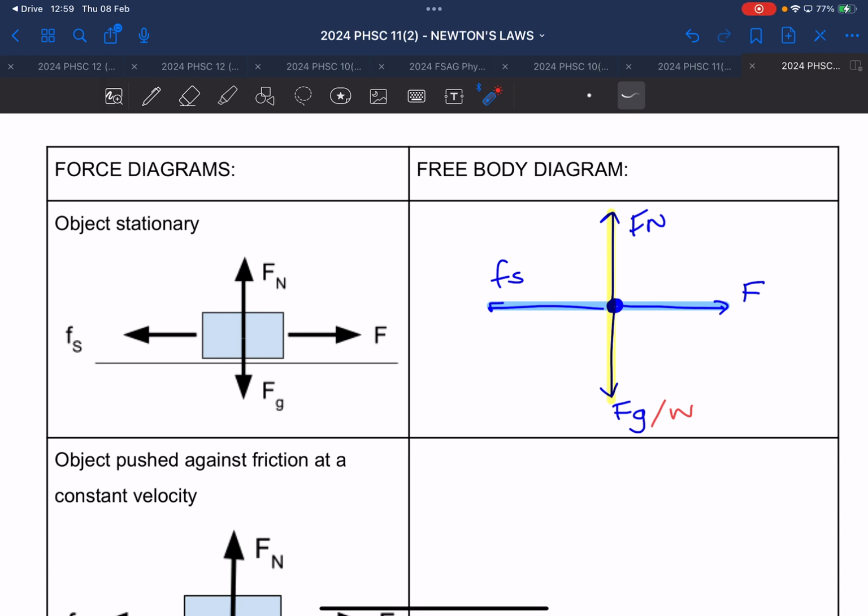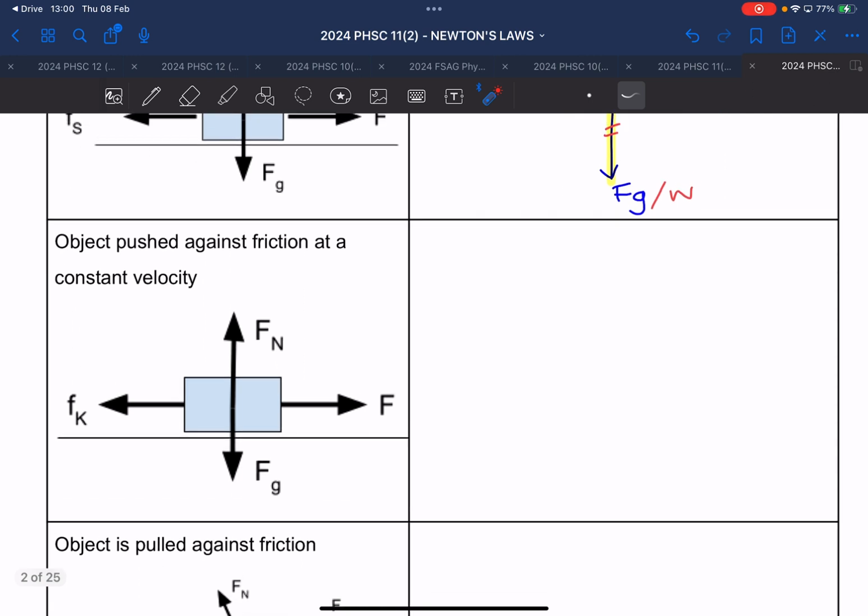So if I have these 2 forces and the object is not moving up or not moving down, then it means these 2 forces must be equal in size. And again, this object is at rest. It's not moving to the right. It's not moving to the left. So it means these 2 must be equal in size. Do you still use these symbols in mathematics? Okay, sharp. Right, next one, they say there, an object pushed against friction at a constant velocity.